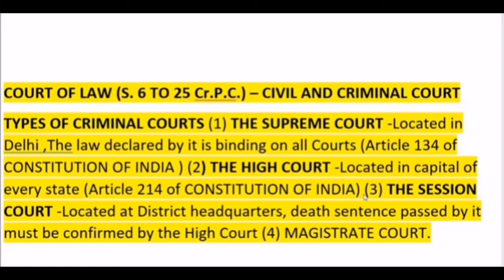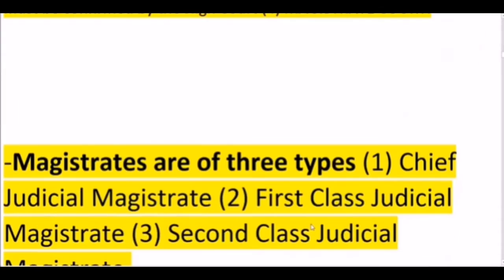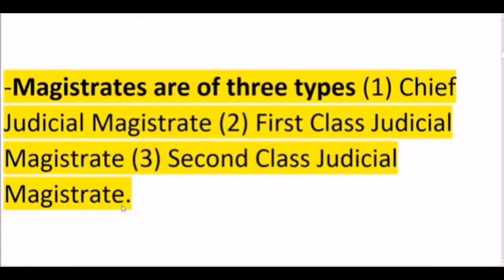Then third is Session Court located at district headquarters. Death sentence passed by it must be confirmed by High Court. And fourth is magistrate court. So there are four criminal courts in our country. First is Supreme Court, then High Court, then Session Court, then Magistrate Court. And the types of magistrate are basically three. First is Chief Judicial Magistrate, second is First Class Judicial Magistrate, and third is Second Class Judicial Magistrate.